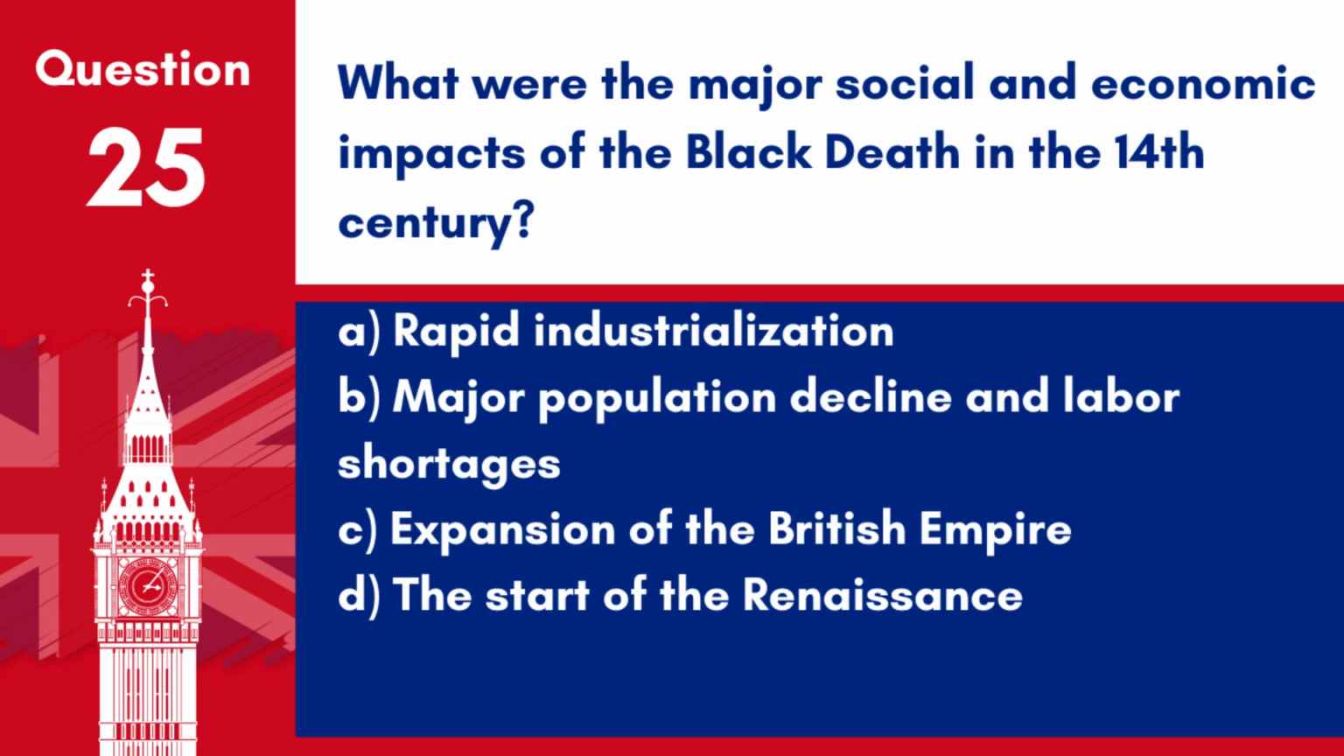Question 25. What were the major social and economic impacts of the Black Death in the 14th century? A. Rapid industrialization. B. Major population decline and labour shortages. C. Expansion of the British Empire. D. The start of the Renaissance. Answer: B. Major population decline and labour shortages. The Black Death in the 14th century led to major population decline and labour shortages, significantly impacting society and economy.